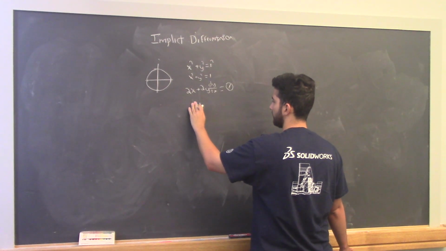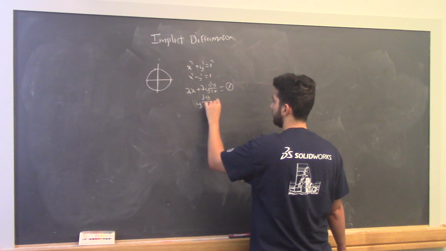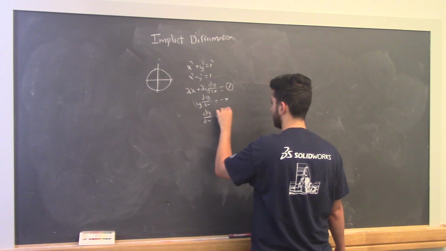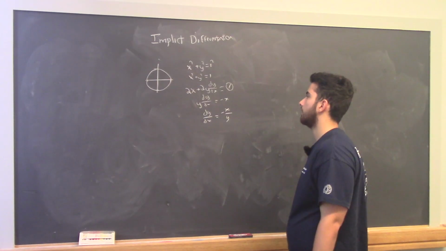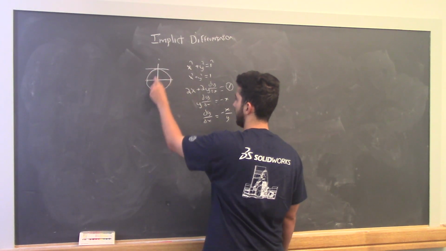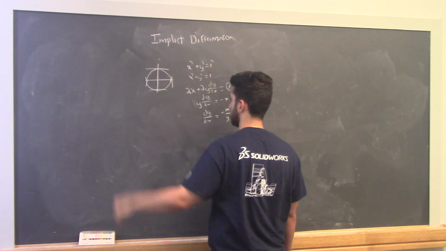Or we can just divide by 2 first and then subtract. y dy dx equals negative x. dy dx equals negative x over y. Neat. Makes sense, right? Because at x equals 0, flat line, flat line. At y equals 0, it doesn't exist, which means vertical lines.